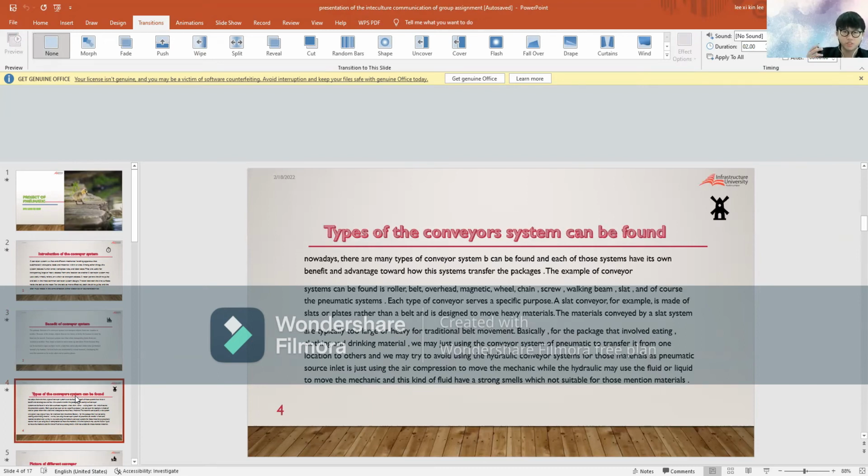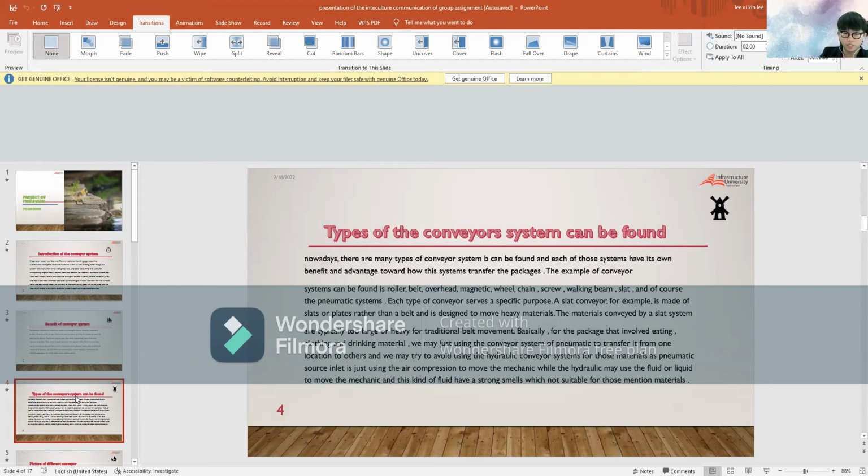There are many types of conveyor systems found in many industries, and each has its own benefit and advantage in how the system transfers the package. Examples of conveyor systems are the roller, a very common one, belt, overhead, magnetic, wheel, chain, screw, walking beam, sled, and of course the pneumatic system which we are doing now. Each type of conveyor serves a specific purpose.